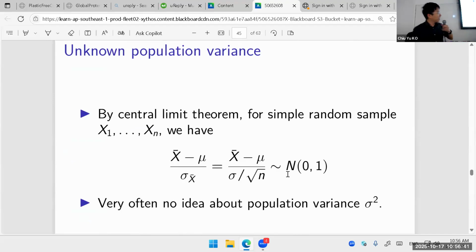But let's go back to here. As we said, it is right. The sample mean will follow a normal, but we don't know this guy, right? So how can we solve this problem?